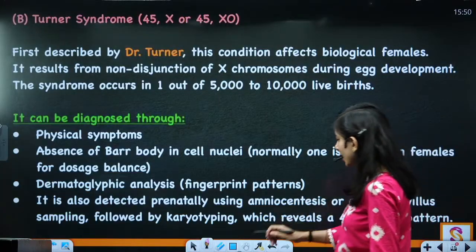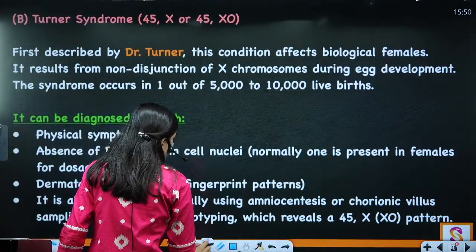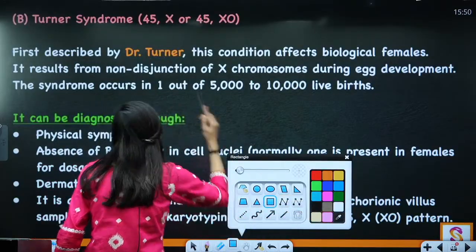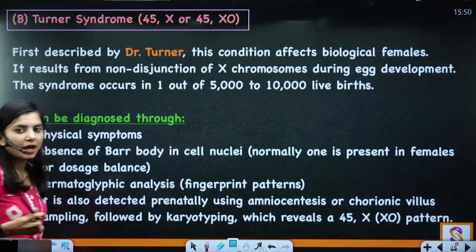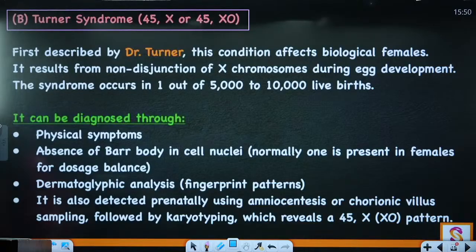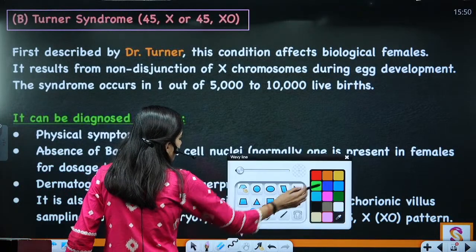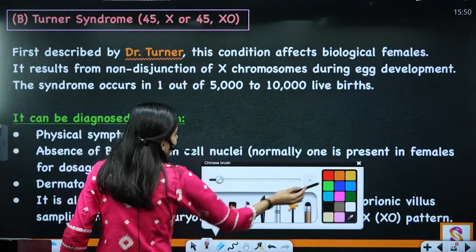Now let's talk about another one, and this is specified as Turner syndrome. So Turner syndrome, you know very well in what case Turner syndrome is happening. The Turner syndrome is there in case of the oogenesis, like non-disjunction during oogenesis. It is being determined by Dr. Turner. Fine. So they have specified about this.